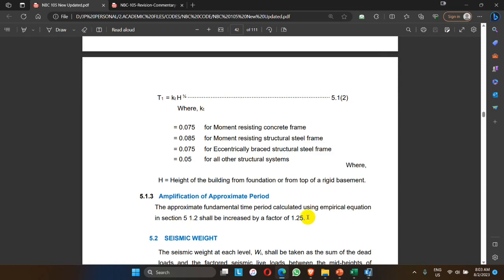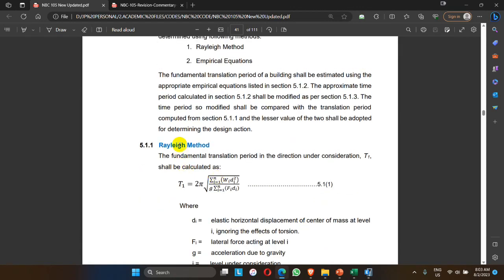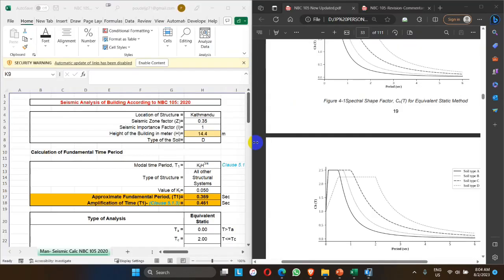I will evaluate the time period by this method as well as the Rayleigh method, and compare these values with the ETABS, and we'll see clearly what the difference is between the modal time period in manual calculation and in finite element software. So, at first, let me go to the NBC 105:2020 for the manual calculation by the empirical formula.